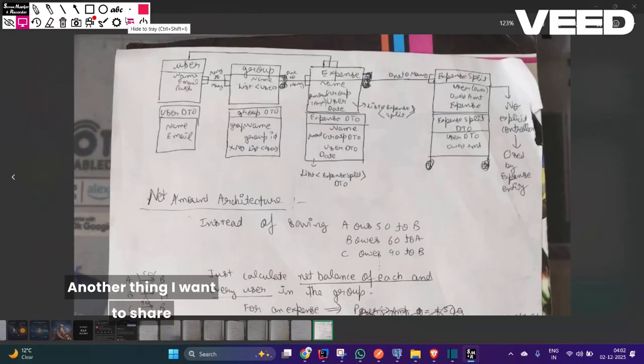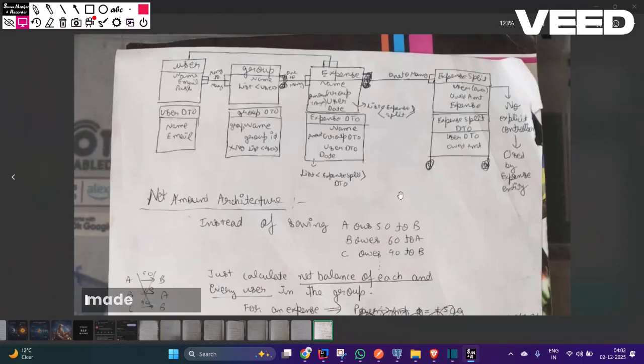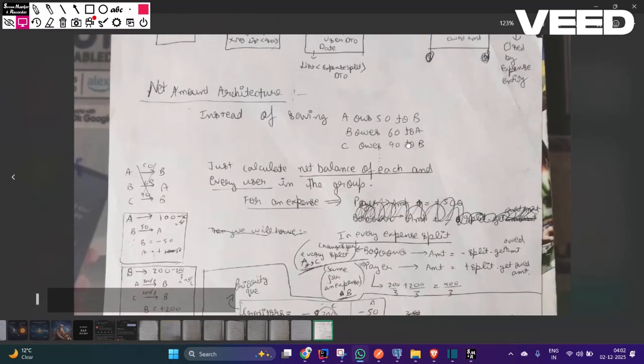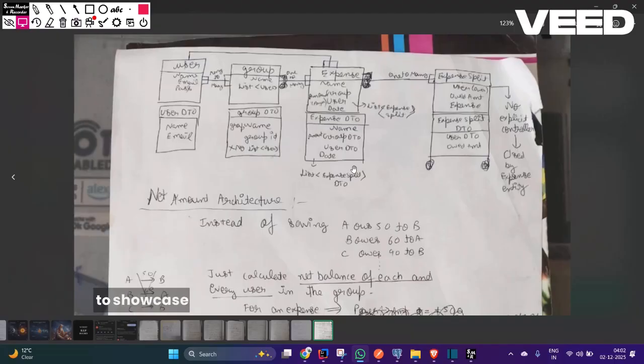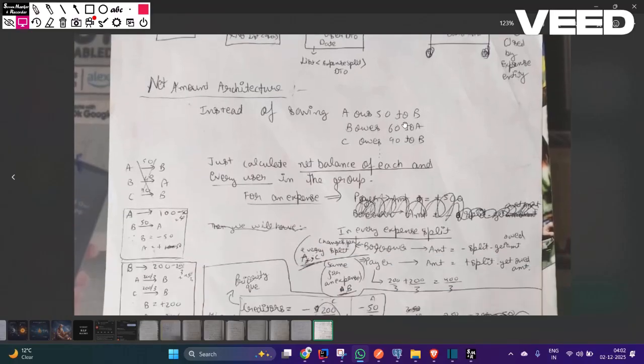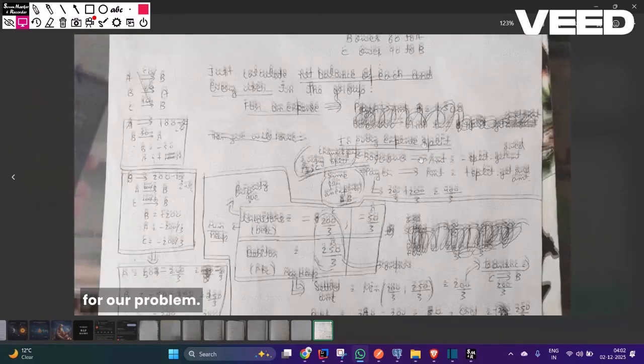Another thing I want to share with you guys is this. This is my own documentation that I made while building this project. I thought it would be cool to showcase what I actually did, right? So first I created the URL mappings from all the entities I needed as per the problem statement. Then I had to come up with an optimized solution for the problem.